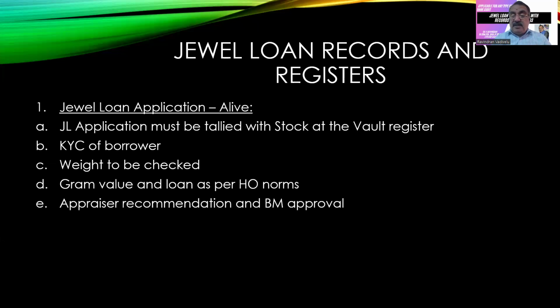Next is whether the appraiser has given his view on the purity of the gold, the weight, and the gram. The appraiser has to give the observation on everything. It is not a recommendation. The appraiser has to put his signature and give the observation that this application is entitled to this amount of loan. The appraiser has to give the observation and not a recommendation. Only on receipt of the appraiser's observation is the branch in a position to sanction the jewel loan.